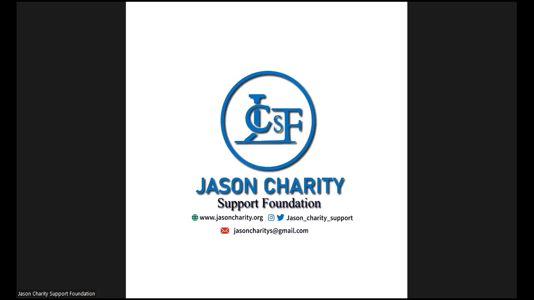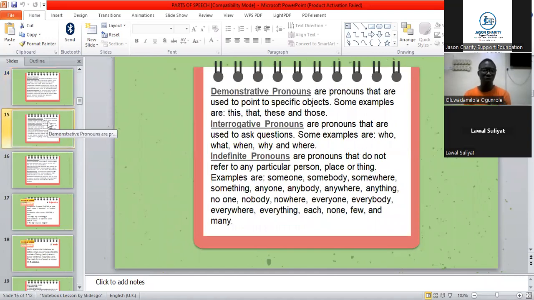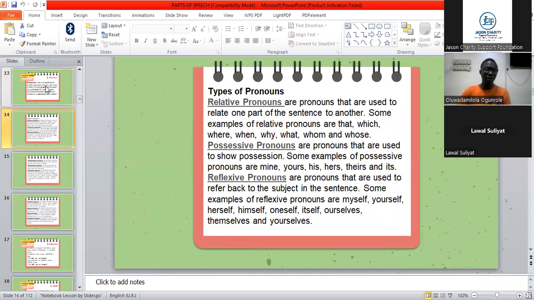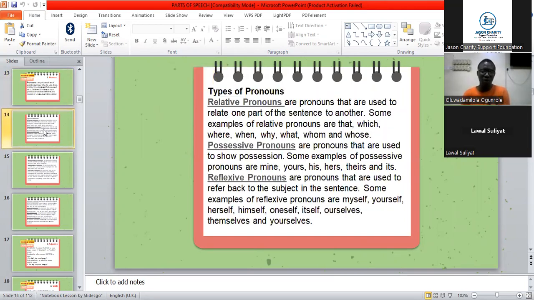Okay, thank you, sir. So basically, the last time we had our class talking about pronouns, we started from the definition of pronouns, which I guess we started here. Then we moved up to the types of pronouns that we have. We talked about relative pronouns, and we said they are the ones that relate one part of a sentence to another. We talked about possessive, that is showing possession of something.